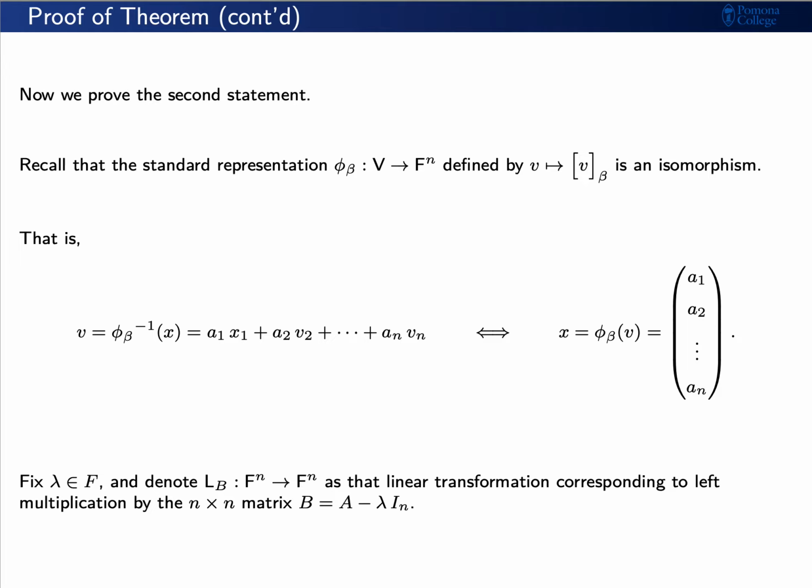Moreover, let's let lambda be any scalar. It doesn't have to be an eigenvalue for the moment. We'll denote capital B as the matrix A minus lambda times I sub n, and we'll denote L sub B as the left multiplication by this matrix B.